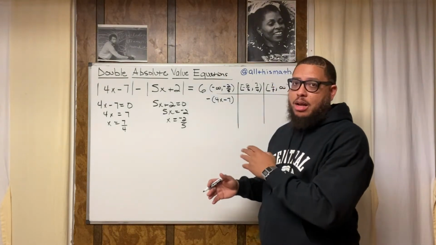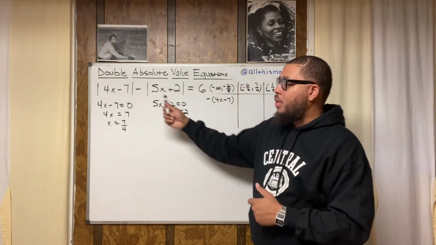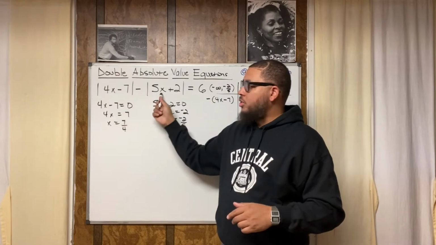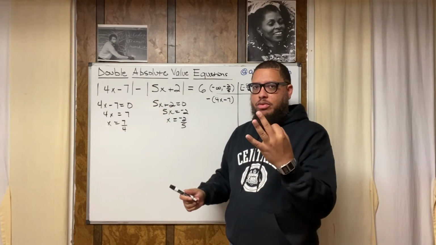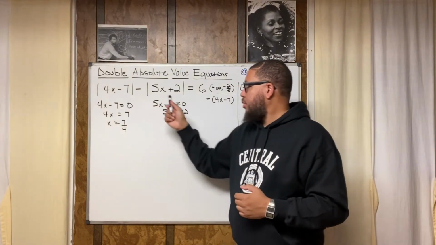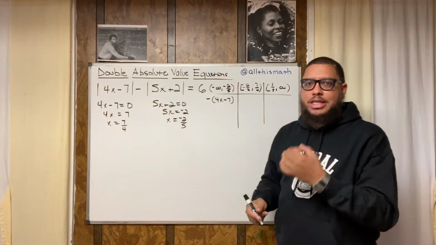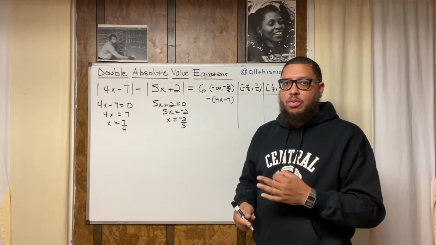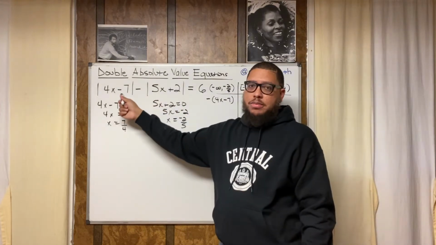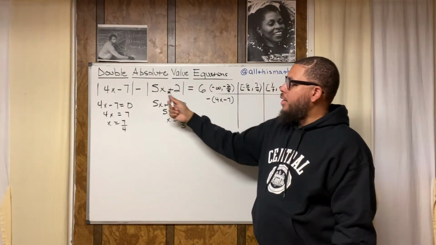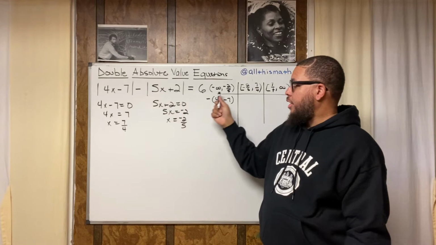We're going to do this 6 times. We just did it once. Why 6 times? Because we got 2 absolute values, and we got 3 intervals. So we got to do the test 6 times in total. We already did it once. We did it with 4x minus 7 in the first interval. Now we're going to do it with 5x plus 2 in the first interval.